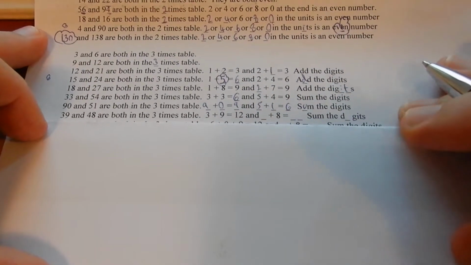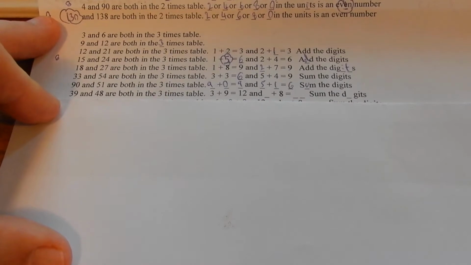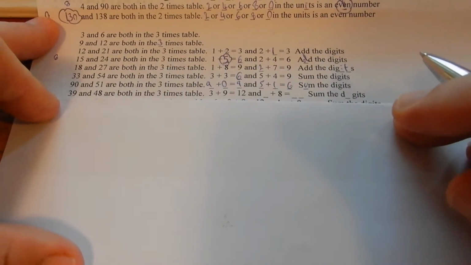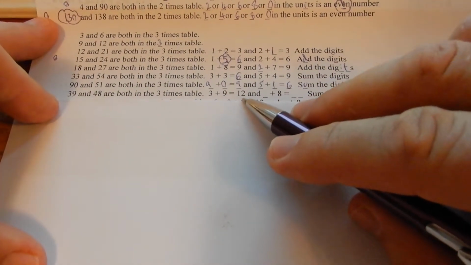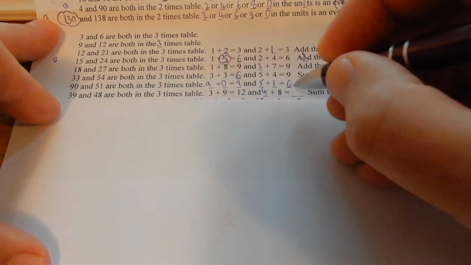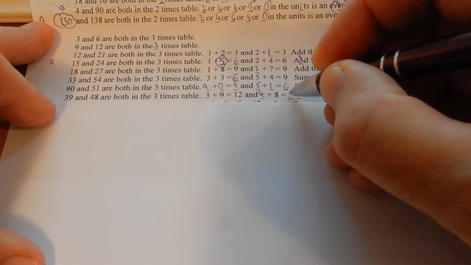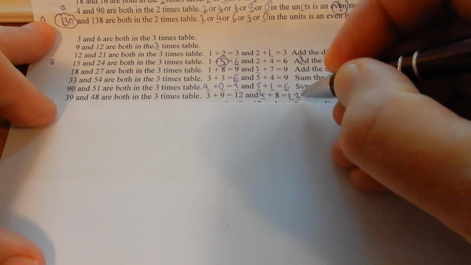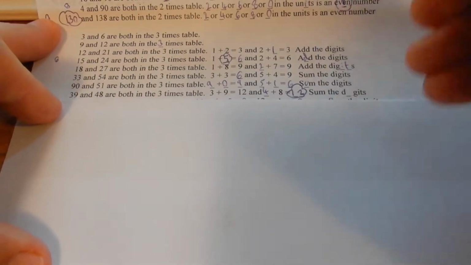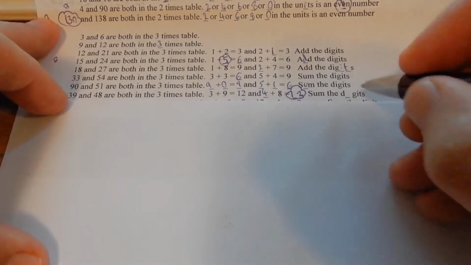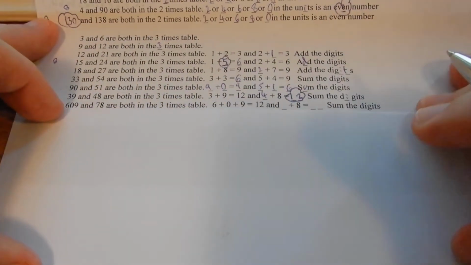Sum the digits. 39 and 48 are both in the 3 times table. 3 plus 9 is 12. 4 plus 8 is also 12. Sum the digits.